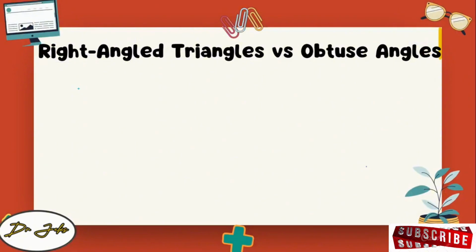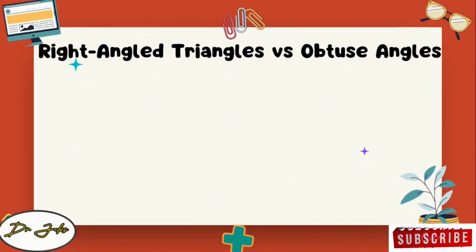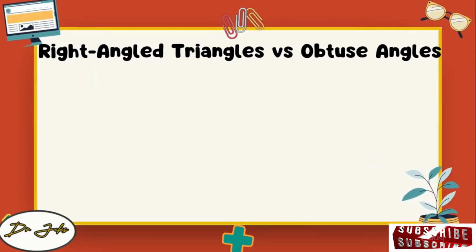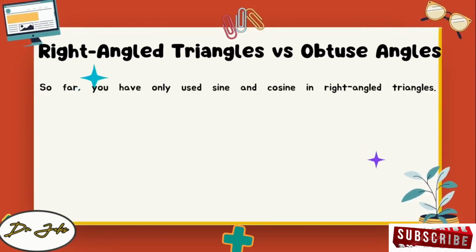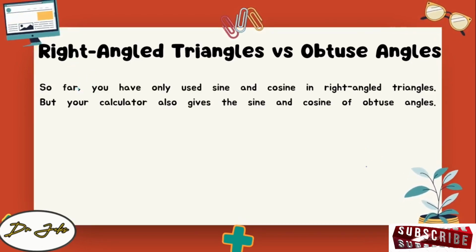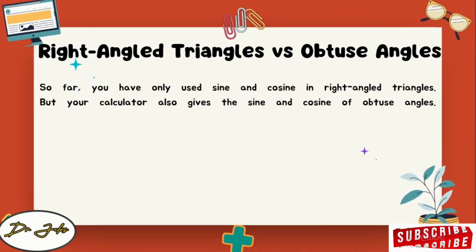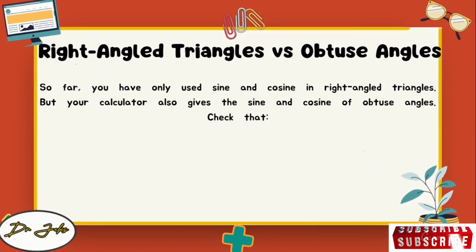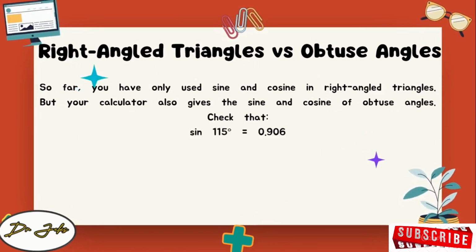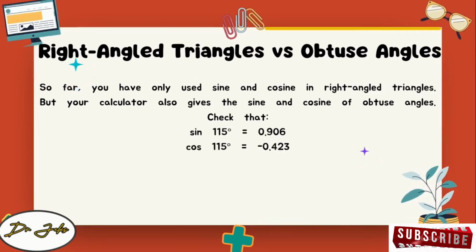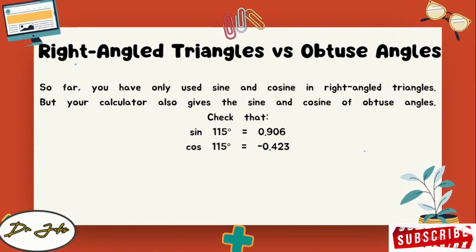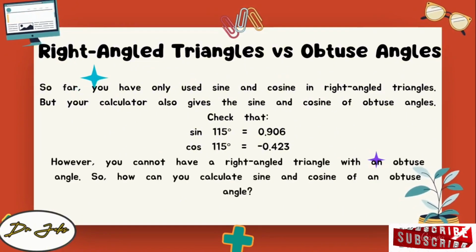Sine and cosine of obtuse angles, explained simply. Okay, so up until now, you've only been using sine and cosine in right-angled triangles, right? But did you know that your calculator can actually give you the sine and cosine of obtuse angles as well? Try this out on your calculator just to check. The sine of 115 degrees is 0.906. The cosine of 115 degrees is negative 0.423.